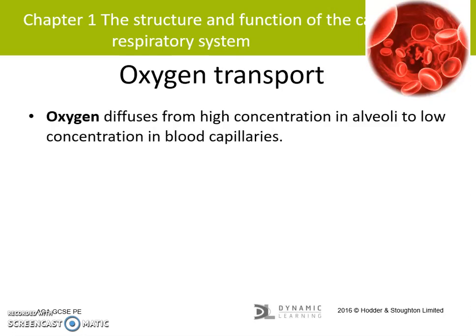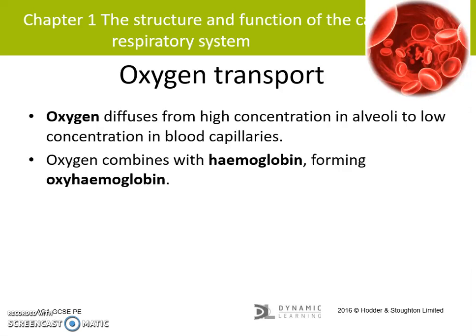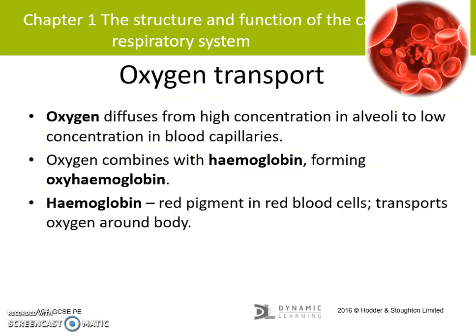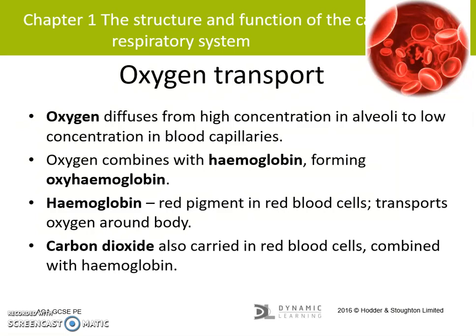Now we're going to have a quick look at oxygen transport. And oxygen, as we said, goes from an area of high concentration to an area of low concentration. And it gets into the blood via the capillaries that surround the alveoli. And then the oxygen combines with hemoglobin, and that forms oxyhemoglobin. The hemoglobin is a pigment which is found inside the red blood cells, and that pigment will bind with oxygen, forming oxyhemoglobin. And it's this hemoglobin inside the red blood cells that lets us transport oxygen around your body. Carbon dioxide is also carried in red blood cells and also combines with hemoglobin.